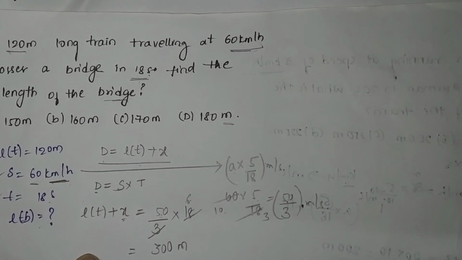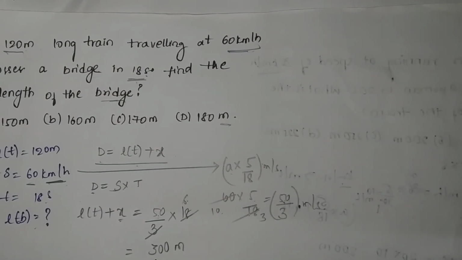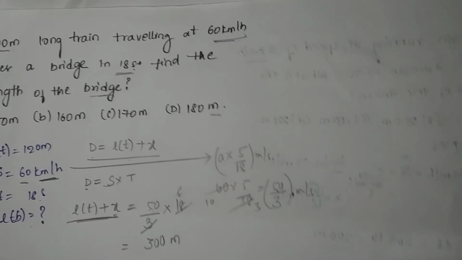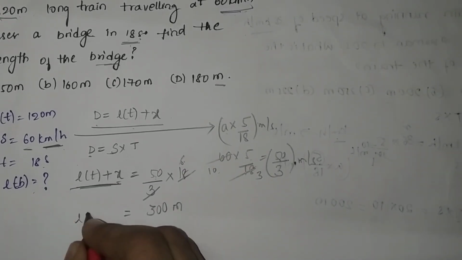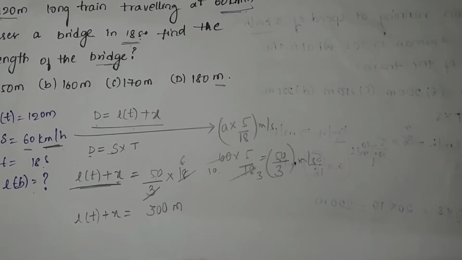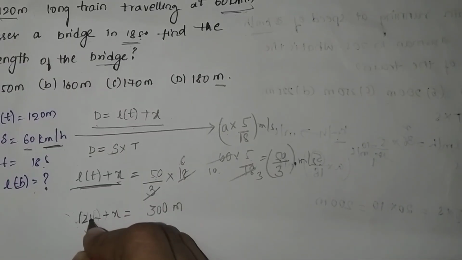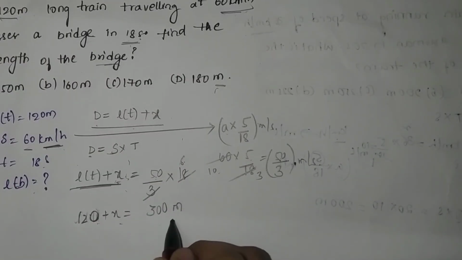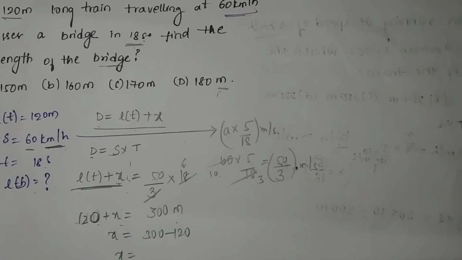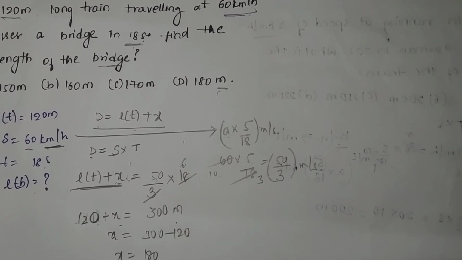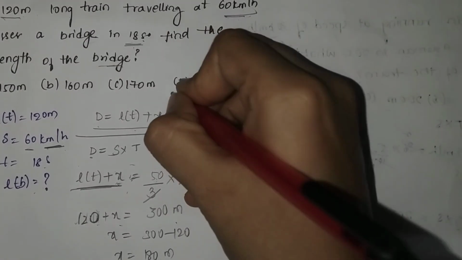So until here we got only this part, but we haven't calculated the value of x yet. Length of train plus x. What is the length of the train? 120. So 120 plus x is equal to 300. From here x is equal to 300 minus 120. So x is equal to 180 meters. So this is the answer.